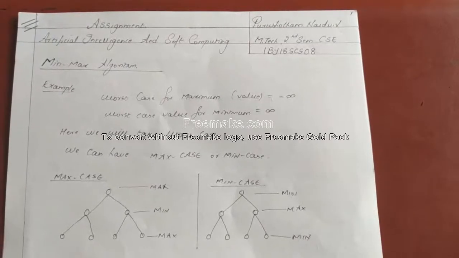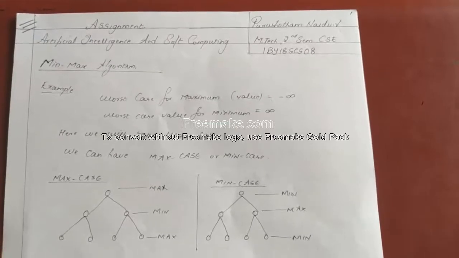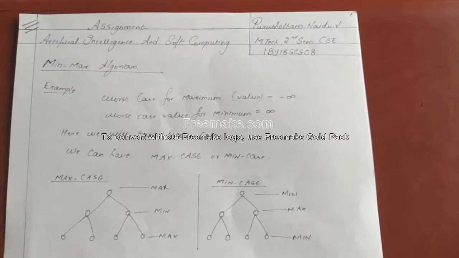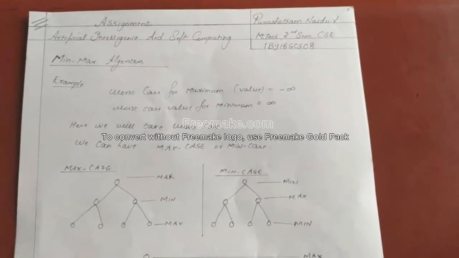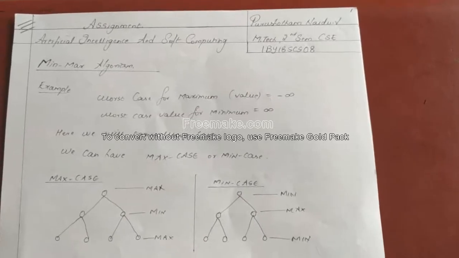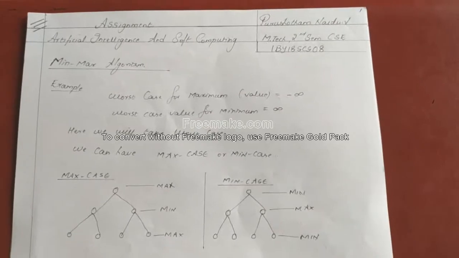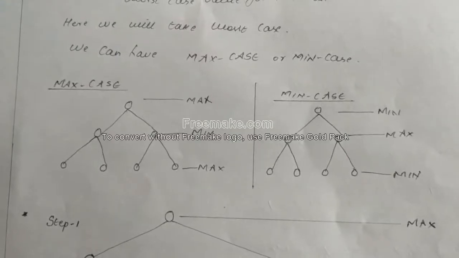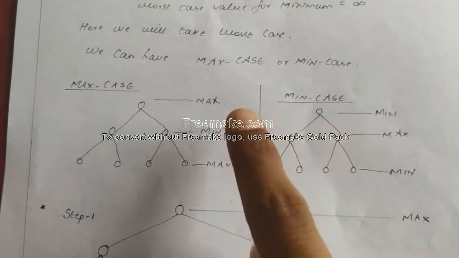So we can have a max case or a min case. It depends on the type of questions they ask you. Suppose they ask you just the values with the tree, or only the values without the specification of the type of case to be used, do consider the max case, as this is being followed popularly. So the max case looks something like this.